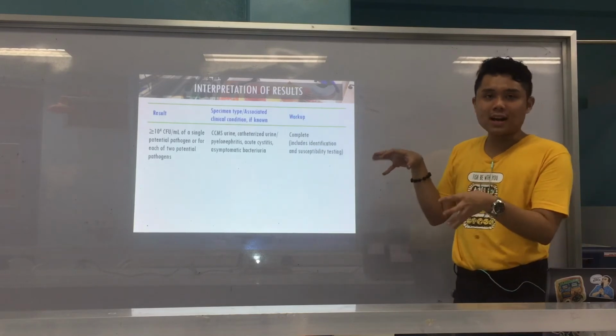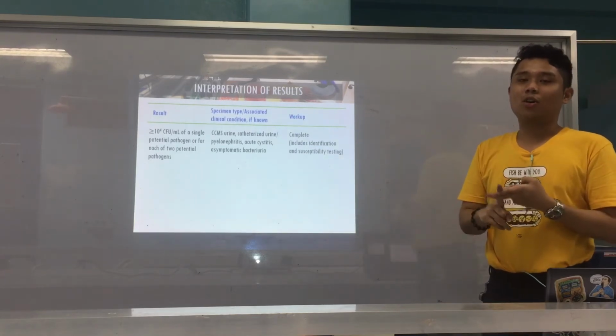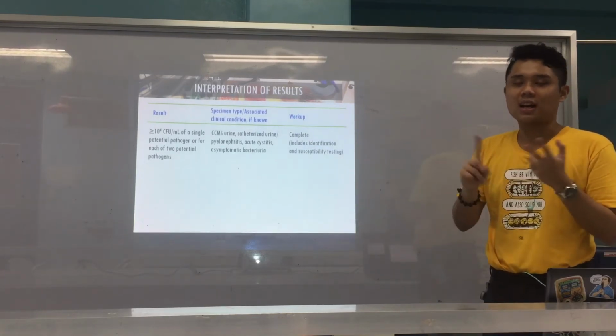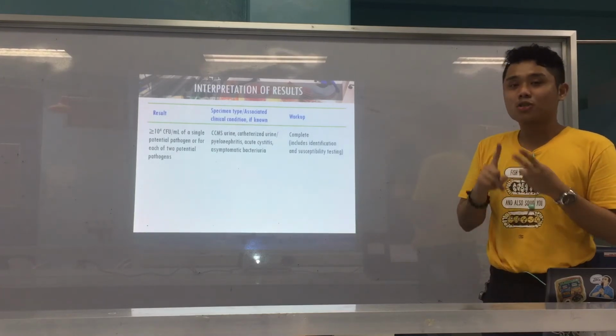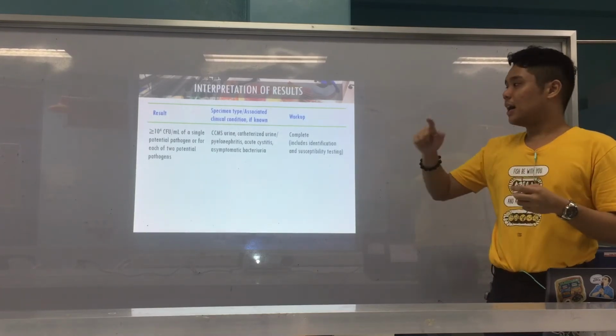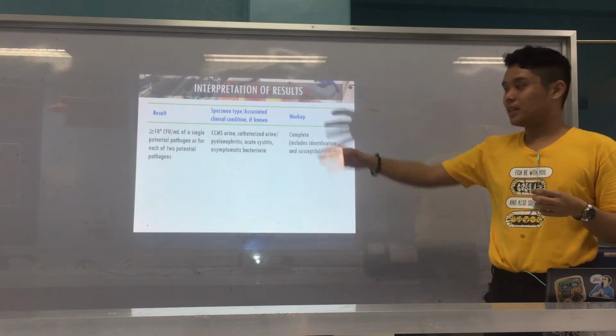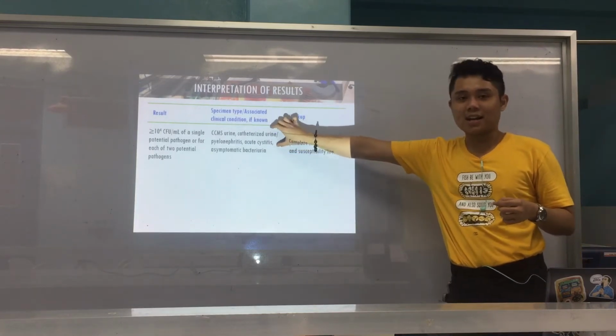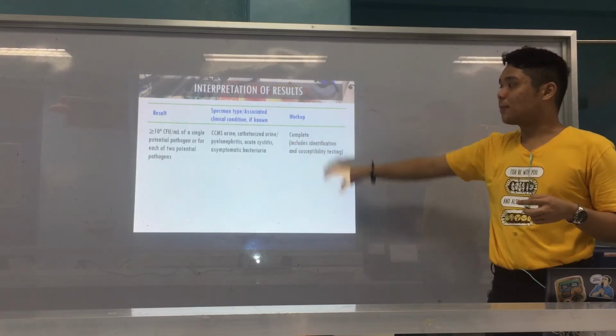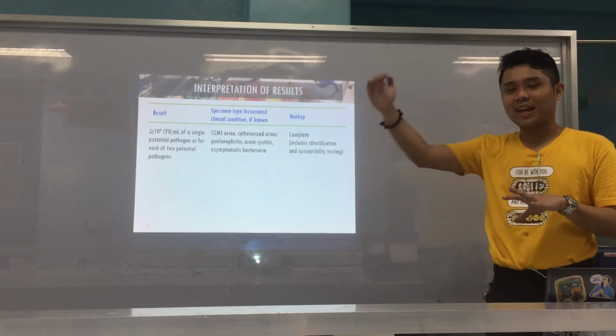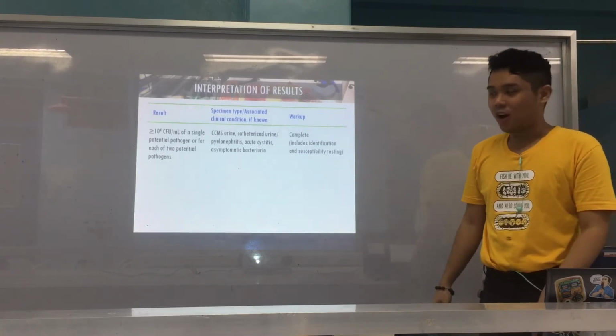So the number is high, and it is only one pathogen, or only one colony or one bacterium that you isolated. So you're assuming now that that is the cause of the disease in these specimens. So your workup should be complete, alright? From identification until AST, alright?